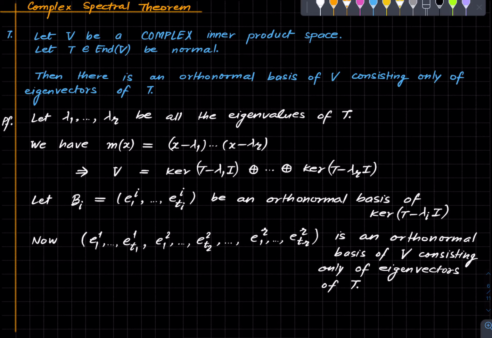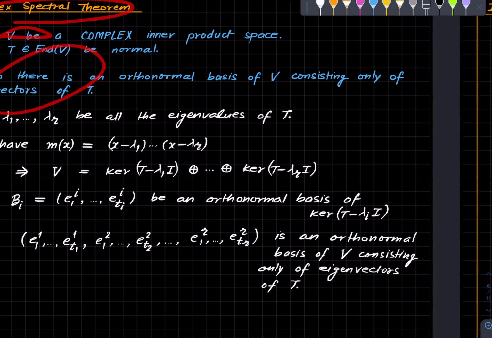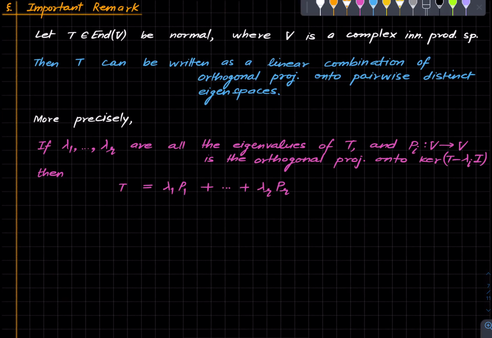Alright. Finally, here is a remark. So this is called the complex spectral theorem. And now here is a remark which I would like you to pause the video and read and understand. We have proven this, but I would like you to read and understand this on your own.